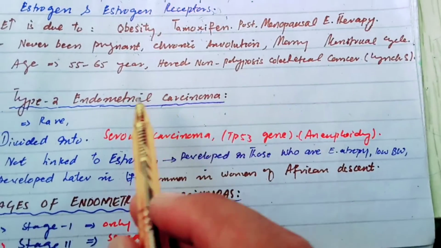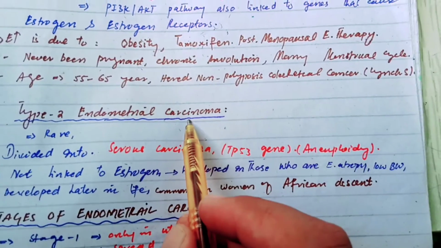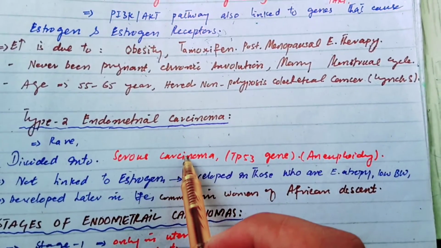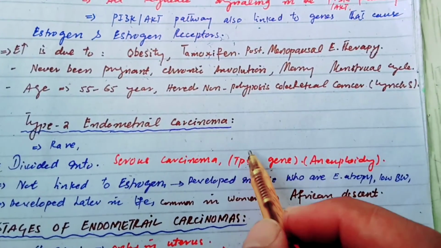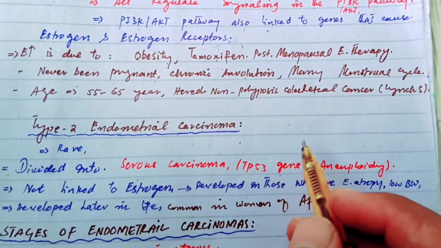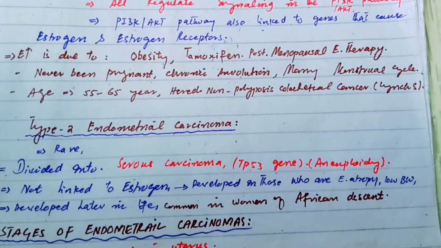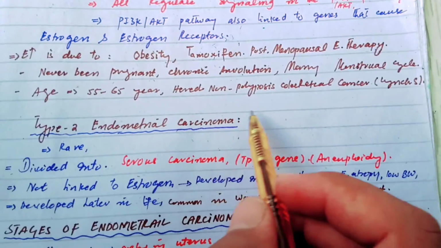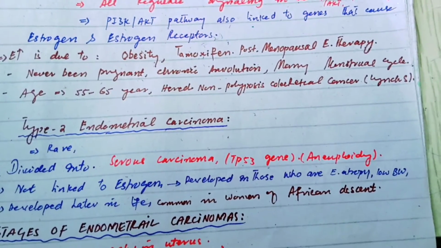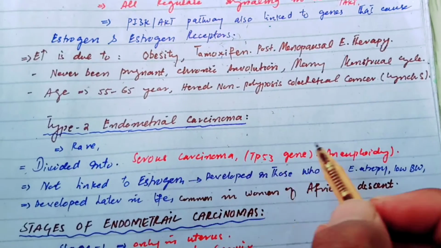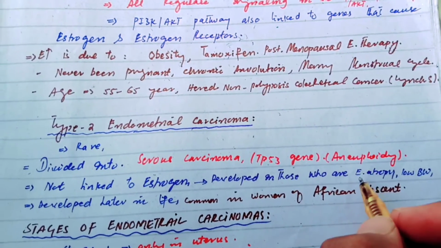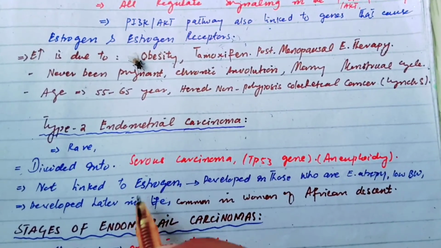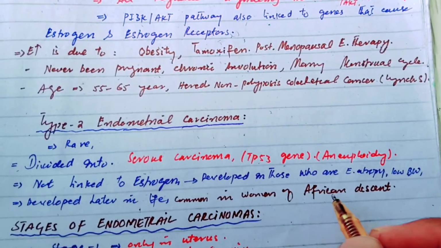So the other type is type 2 endometrial carcinoma, which is very rare, and it is divided into many subtypes, but the most important type is serous carcinoma, in which the mutation occurs in the TP53 gene, and it can also arise due to aneuploidy, which is an abnormal number of chromosomes. So type 2 endometrial carcinoma is not linked to estrogen excess. It develops in females who have endometrial atrophy and low body weight, and it mainly develops later in life, and is common in those of African descent.